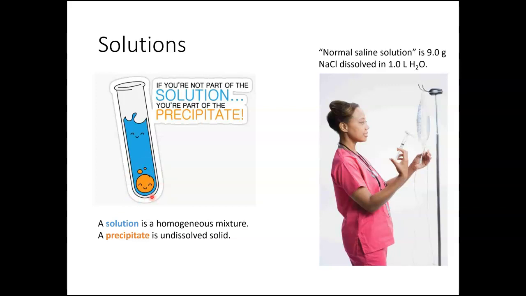So as an example here, normal saline solution. This is what's in the big IV bags in medical settings, and often things are injected into it to flow through the IV. Normal saline solution is 9 grams of sodium chloride dissolved in 1 liter of water. So in this situation, the sodium chloride, the NaCl, is the solute, and water is the solvent, and the whole thing is the normal saline solution.